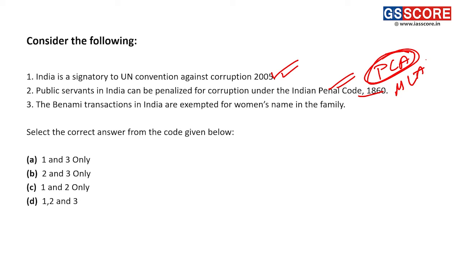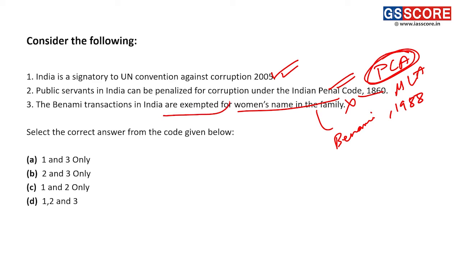Next, the third statement. The Benami transactions in India are exempted for women's name in the family. Well, that is incorrect because the Benami Transaction Act of 1988 prohibits any Benami transaction, except only when a person purchases property in his wife or unmarried daughter's name. Right? So, wife or daughter, not mother.